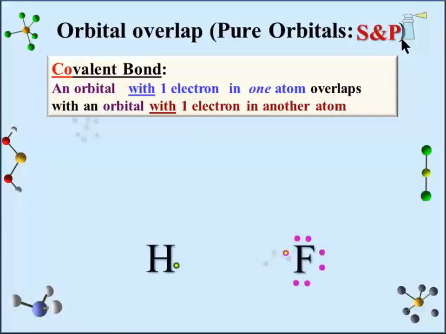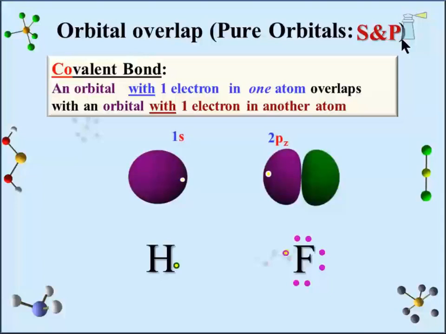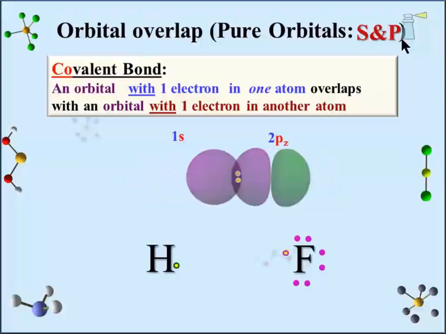HF will show us that indeed a single bond can be formed between an s and p orbital. Quick note, HF is really an ionic compound, but the logic behind the orbital overlap still holds. We begin by drawing the 1s orbital of hydrogen and the 2pz orbital of fluorine. A small section of the 1s orbital overlaps with the end of the 2pz orbital.